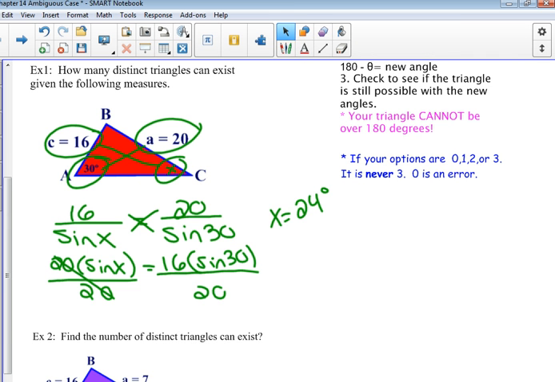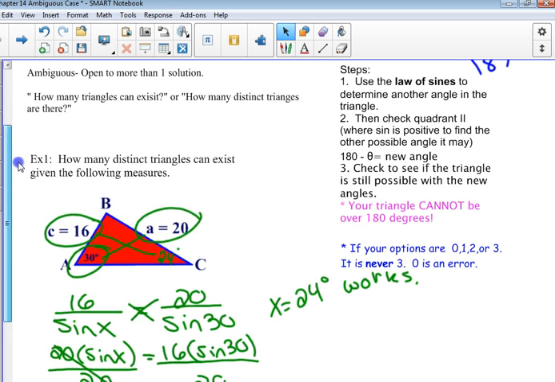Now what we're looking for is: is my triangle going to be over 180 if I put in 24 here? Am I over 180? No, so this one's good. Perfect, this one works. Now, the tough part about this is my second step here.